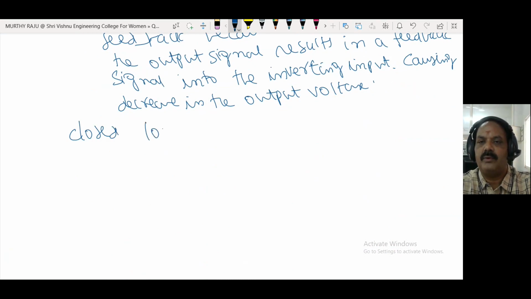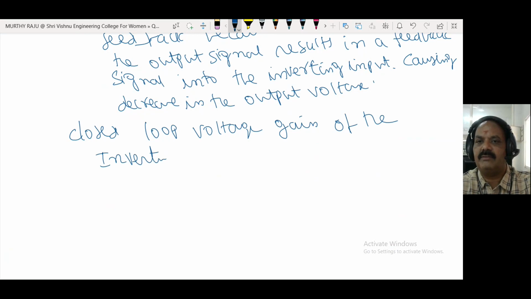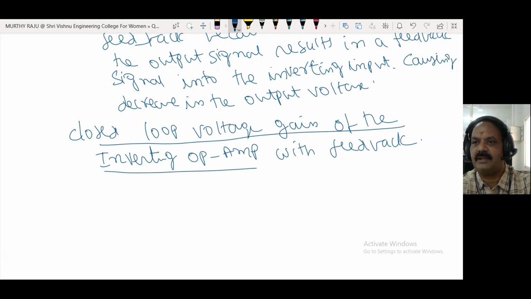Closed loop voltage gain of the inverting op amp, the inverting op amp with negative feedback, that is, with feedback, is represented by AF.